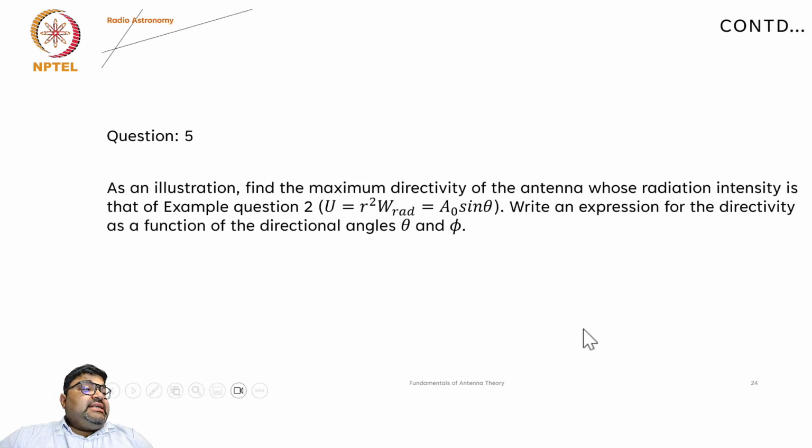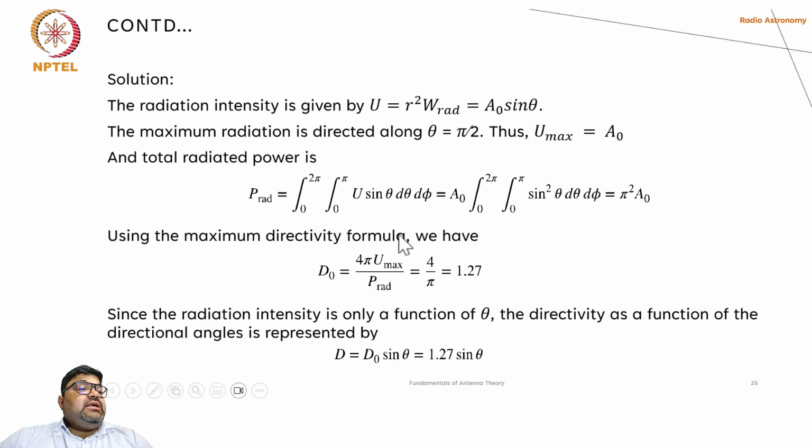Now the next question, as an illustration: find the maximum directivity of the antenna whose radiation intensity is that of the example of question 2, which is U equal to A0 sin theta. Write an expression of the directivity as a function of the direction angles theta and phi. So we have U as r square over W rad is A0 sin theta. Maximum radiation is directed along theta equal to pi by 2 because A0 is the maximum. So U max is A0.